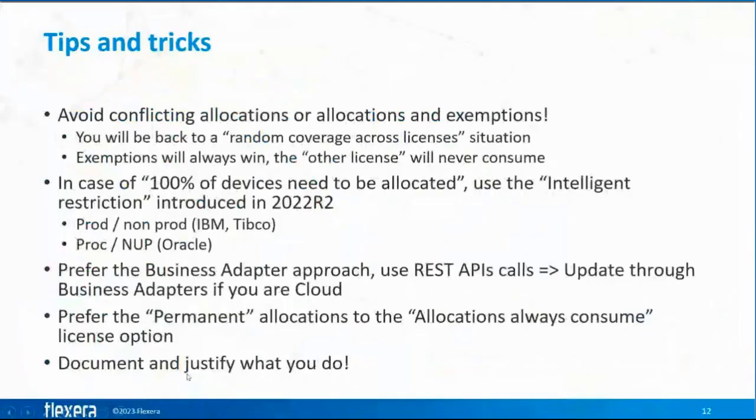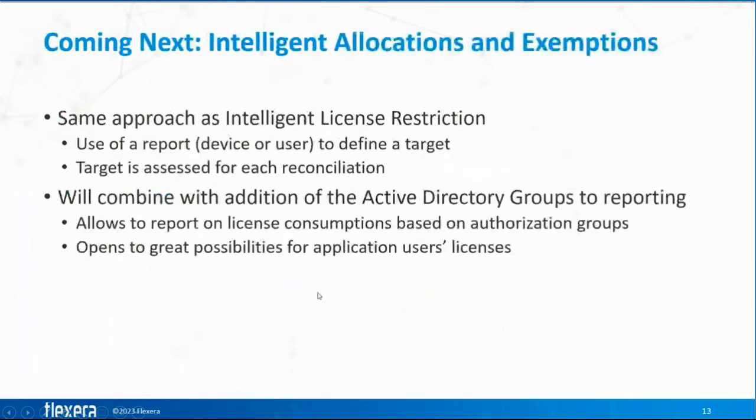Okay, and document what you do. Of course, now you have the exemption reason, which has been existing forever. You have the allocation reason. So think about the people who in 6 months will see your allocations, and they will be glad that you documented in the allocation reason or in the exemption reason what you do.